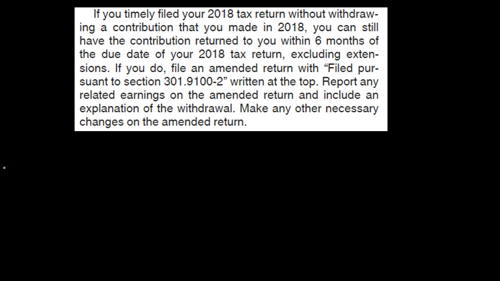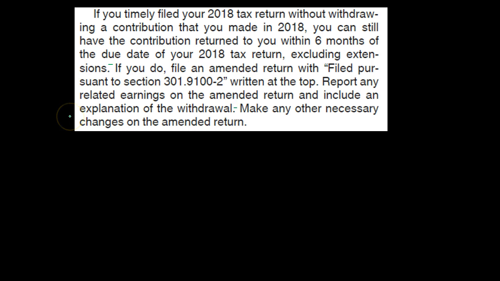Back to the text. If you timely filed your 2018 tax return without withdrawing a contribution that you made in 2018, you can still have a contribution returned to you within 6 months of the due date of your 2018 tax return, excluding extensions. If you do file an amended return, so now we're saying, well, what happens if I filed the return? Well, then you could amend basically the return. If you do file an amended return, file it pursuant to 301.9100-2 written on the top, report any related earnings on the amended return and include an explanation of the withdrawal.